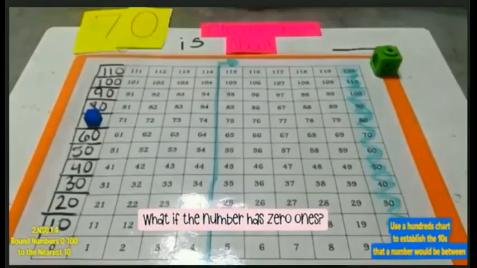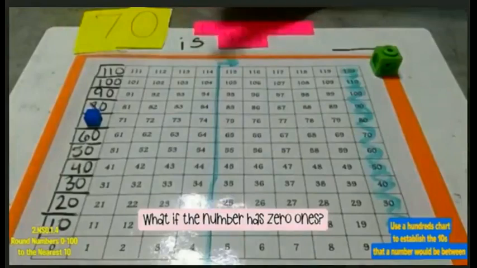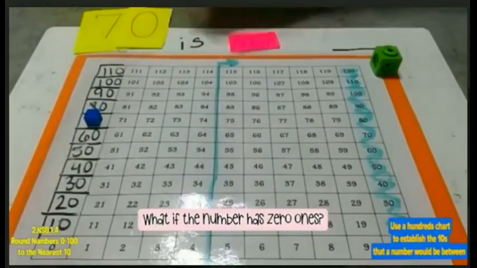If a number already ends in 0, by not being able to cover up the number, students are then able to understand that it is already rounded.